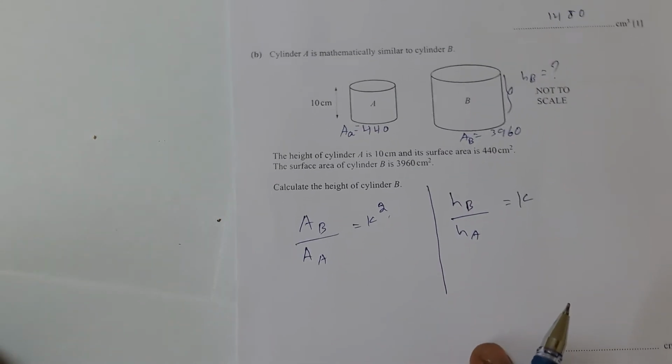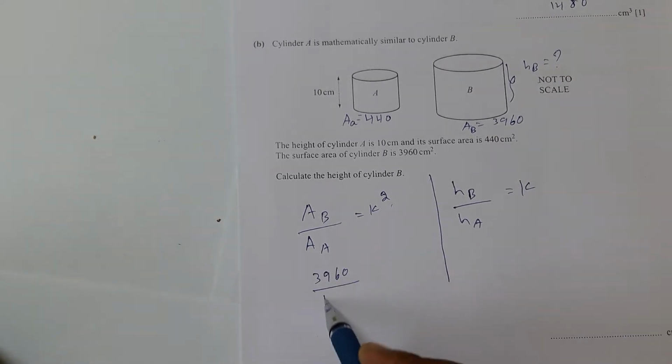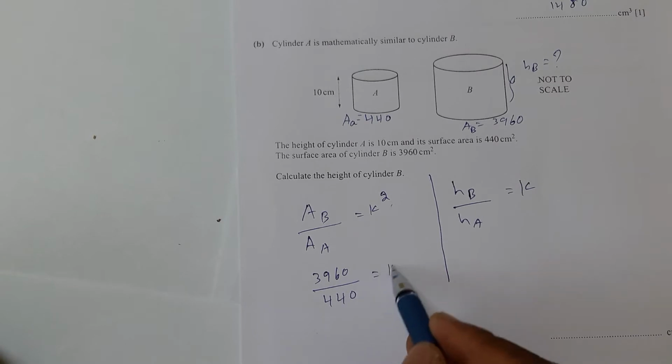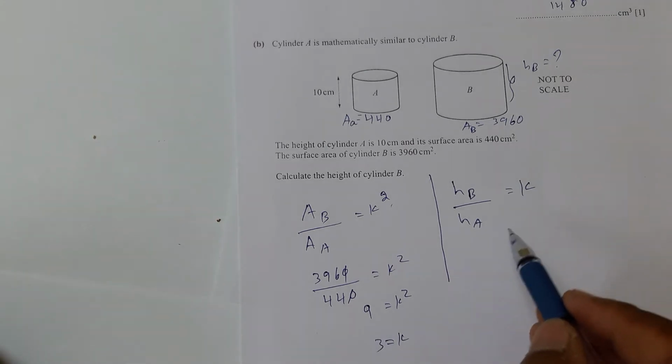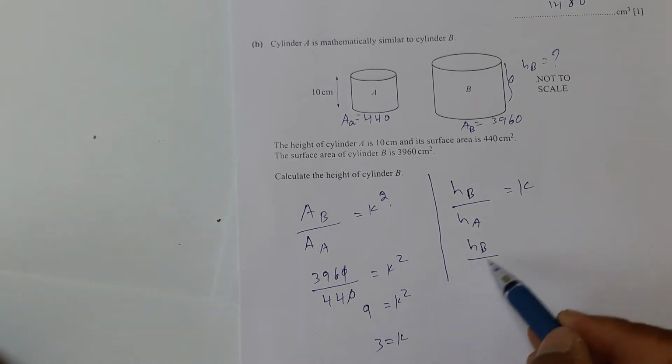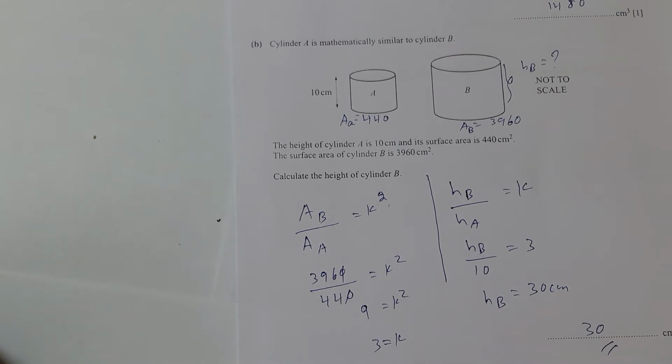That's it. So area of B is 3960 by 440 equal to k square. So k square equals 9, so k is 3. Just replace it here. Height of B by height of A, which is 10, equals 3. That means height of B equals 10 into 3, which is 30 centimeters. It's easy, right? If you have understood.